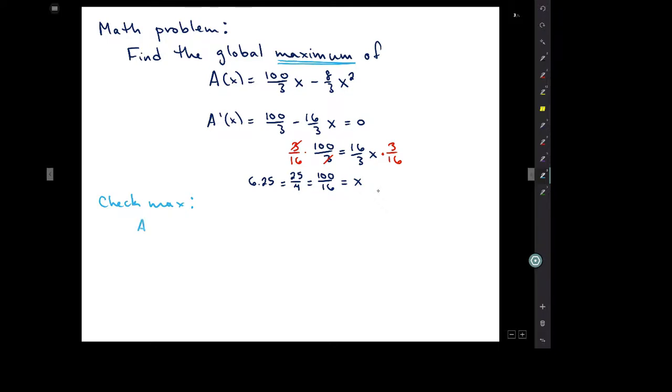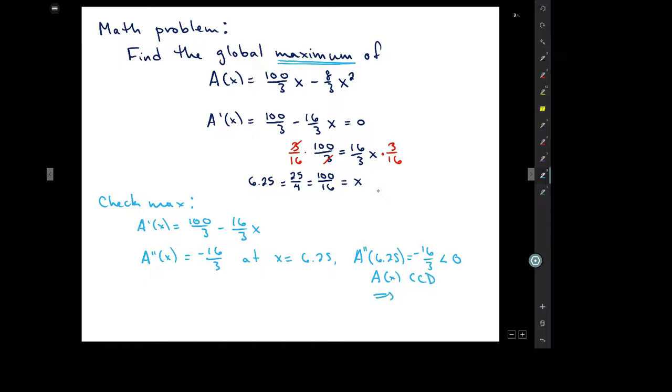My first derivative is 100 thirds minus 16 thirds x. And so the derivative of that is just minus 16 thirds. And so at x equals 6.25, I know that a double prime of 6.25 is just negative 16 thirds. This is less than 0. So I know that a of x is concave down, which tells me that x equals 6.25 is a maximum. Now, it tells me that it's a local maximum, but because it's the only one, I know that it has to be a global maximum because my function can't turn around. This is the biggest that this function can get.